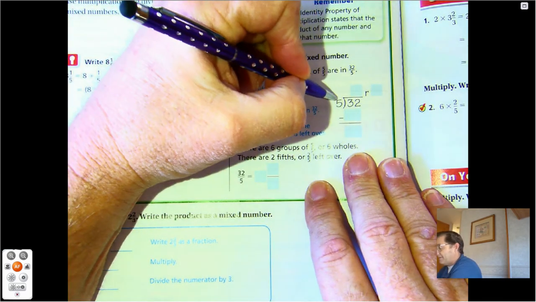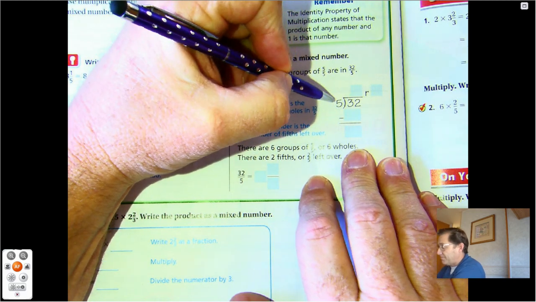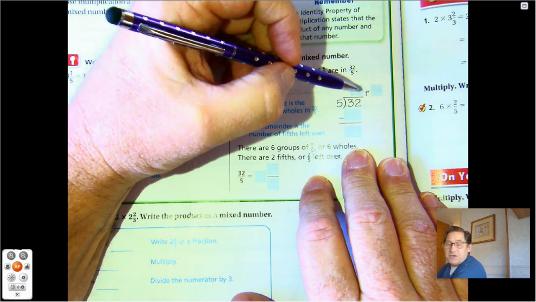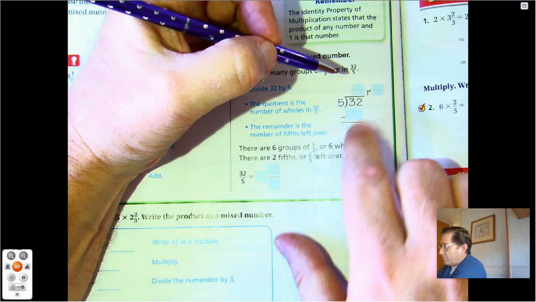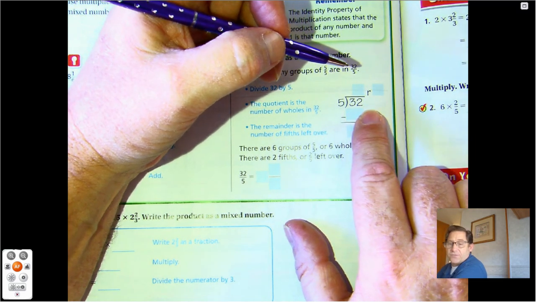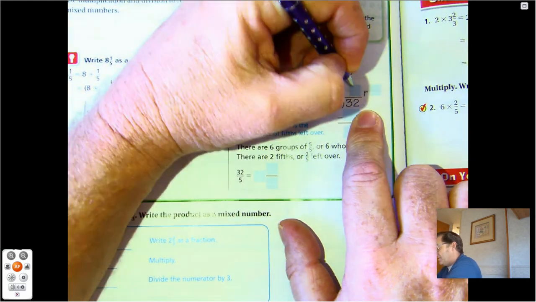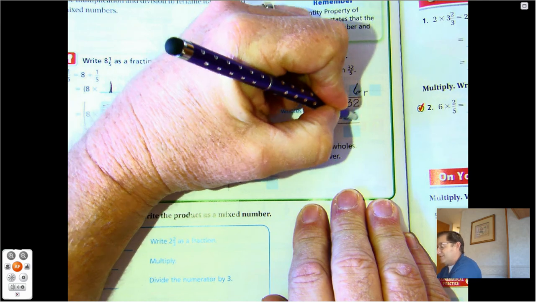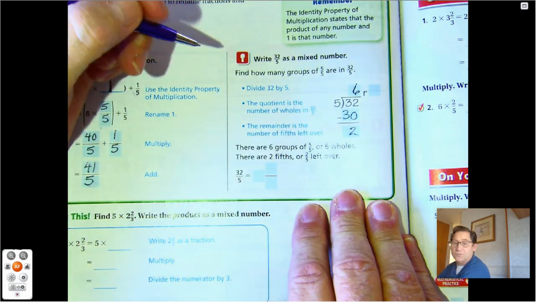So how many 5s can I take? I can't share 3 tens into 5 groups evenly. So I'm going to rename the 3 tens as 30 ones. So 32 ones I can share with 5 groups. I can share that 6 times because 5 times 6 is 30. And that's going to leave me a remainder of 2.